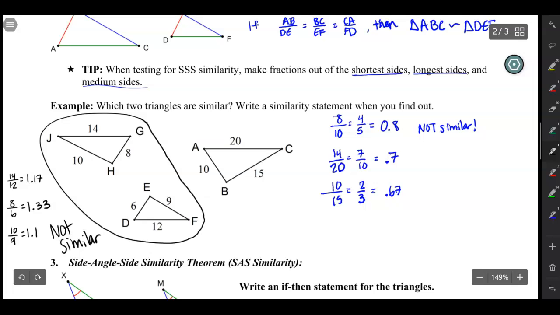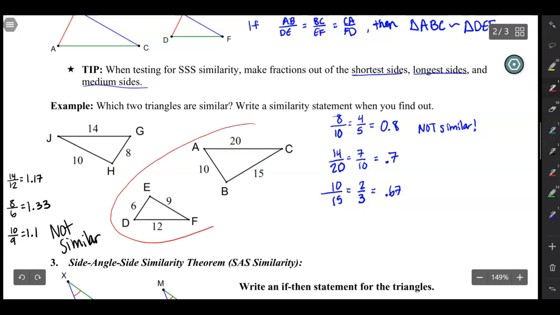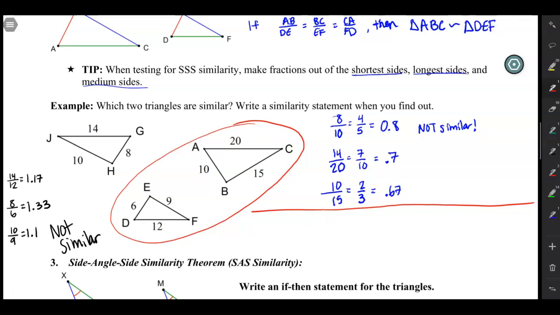Okay. So I checked the top 2 triangles. They're not similar to each other. I've checked the 2 triangles on the left, and they're not similar to each other. So let's check our last pair of triangles. I'm going to draw a line right here so I know I'm starting a new problem. So let's make some ratio statements out of these.